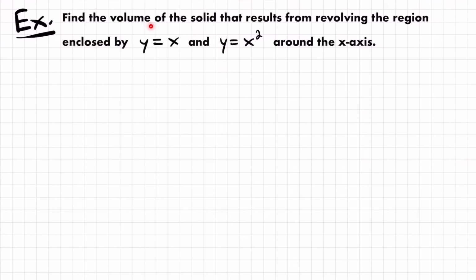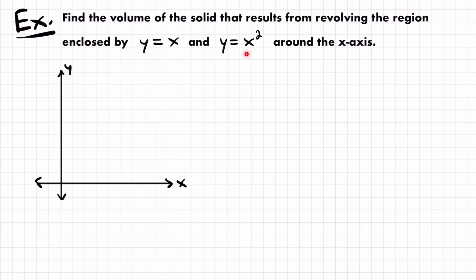We want to find the volume of the solid that results from revolving the region enclosed by y equals x and y equals x squared around the x-axis. All right, and so the first thing that you want to do when you have a problem like this is to draw a graph of your region. And so I'm going to draw the y-axis here, and then we will draw our x-axis, and I will label them. So here is the x-axis, and here is the y-axis.